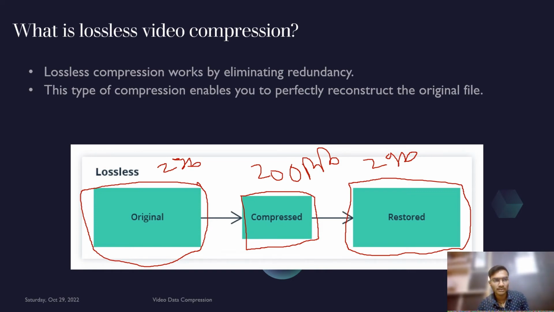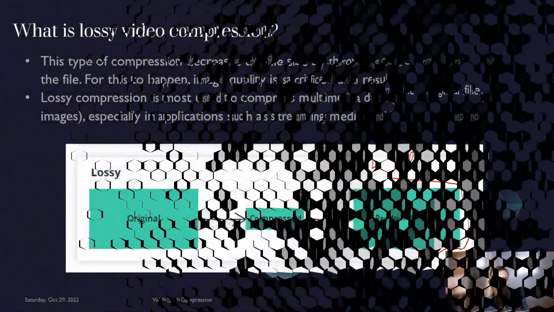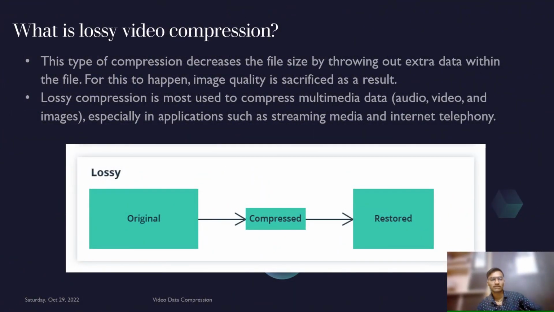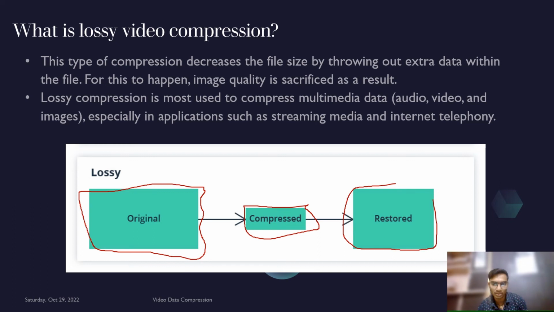Now what is lossy video compression? That is the second type. This type of compression decreases the file size by throwing out extra data within the file. For this to happen, image quality is sacrificed as a result. It means that if the original size of the file is like this and you compress that file, then when we restore and uncompress it, some amount of the data or the quality decreases.